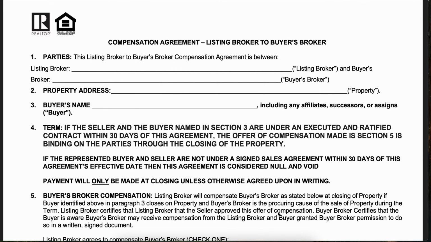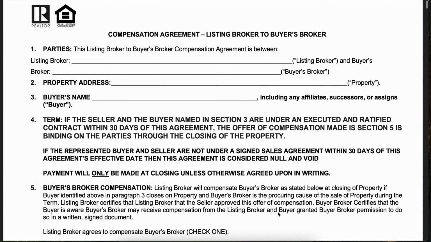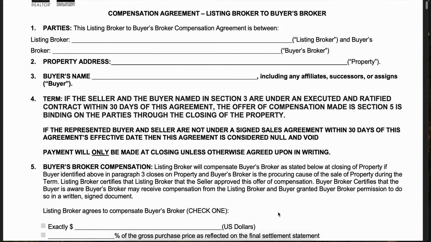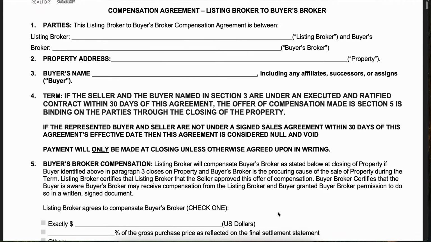So let's walk through what the form looks like. Most of the two are similar, but I will point out where there are changes from the existing form and where there are changes between the two of them. So in paragraph 1, you'll put who the agreement is between. Obviously, for the listing broker to buyer broker, it's just a line for the listing broker and the buyer broker. Same thing with the one for seller to buyer broker. It's going to have seller and buyer broker. Paragraph 2 is going to have the property address. Paragraph 3 is where the buyer's name is.